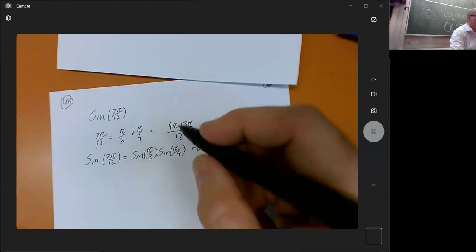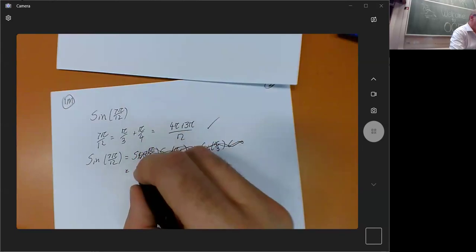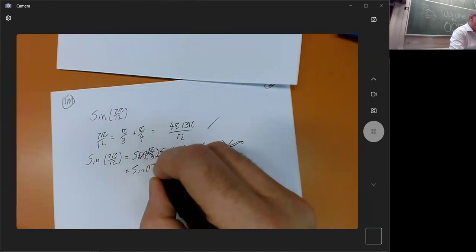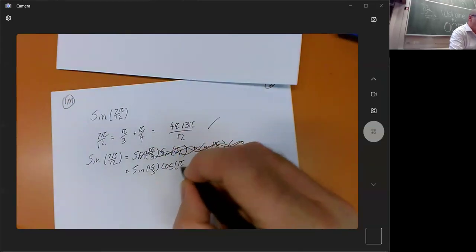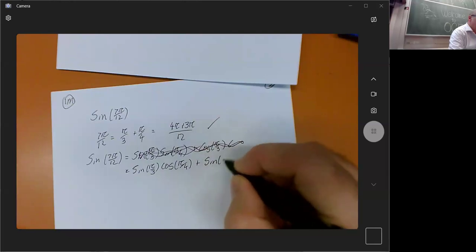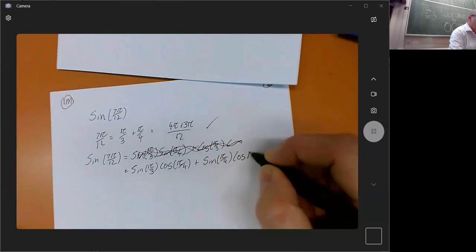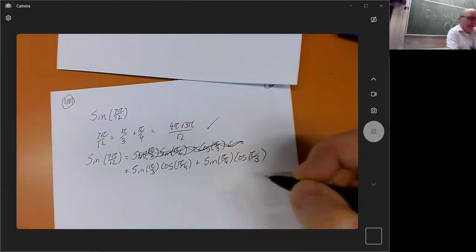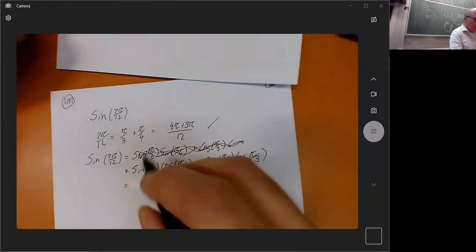It also helps if you write the right thing. So I'm going to scrub that and write it out correctly. Sine of pi on 3 cosine of pi on 4 plus sine of pi on 4 cosine of pi on 3.